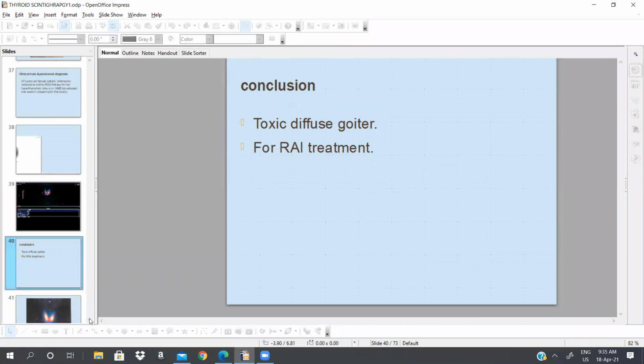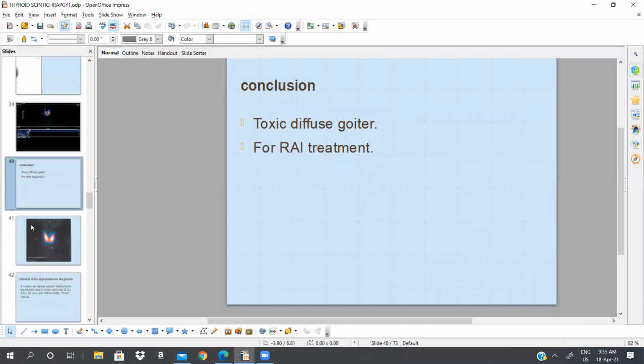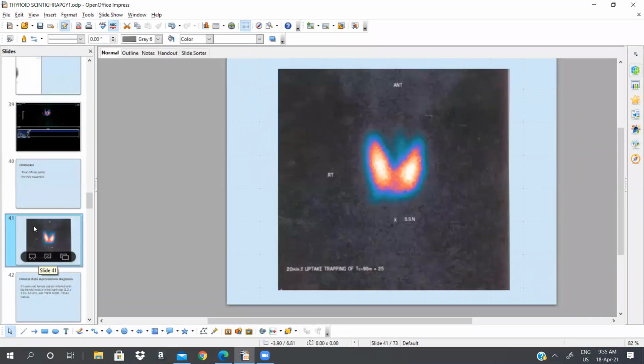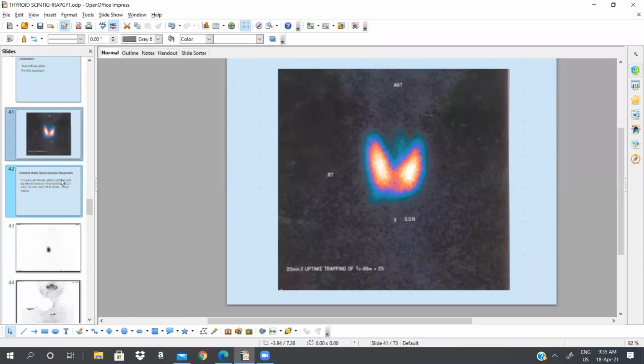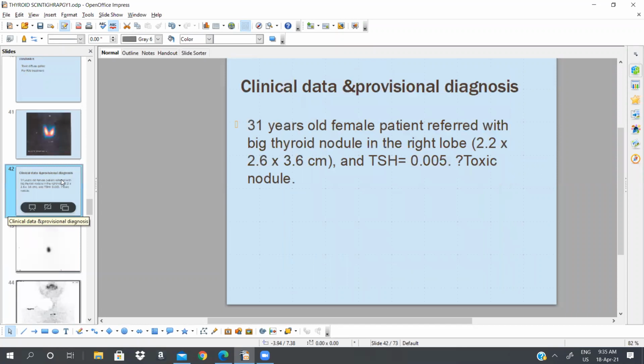Okay, I will show another situation of toxic goiter. Again, see the picture. You cannot see the salivary gland because there is high uptake, 25%. It means about how many? 3, 4, 6, 7 times above the normal. So these are two examples of Graves' disease. I will go to another entity.